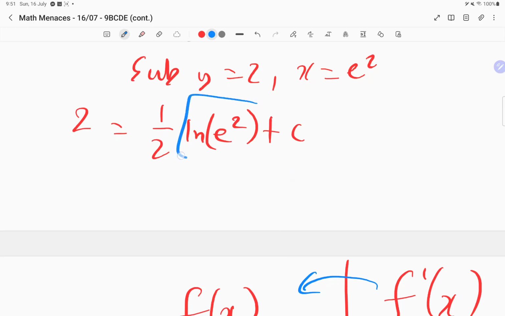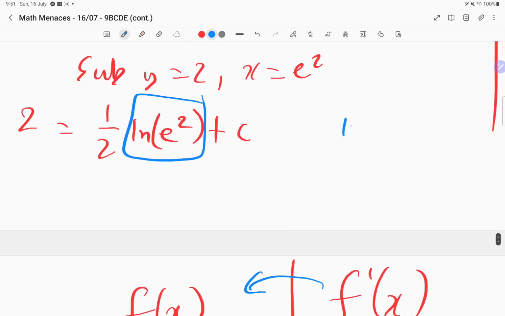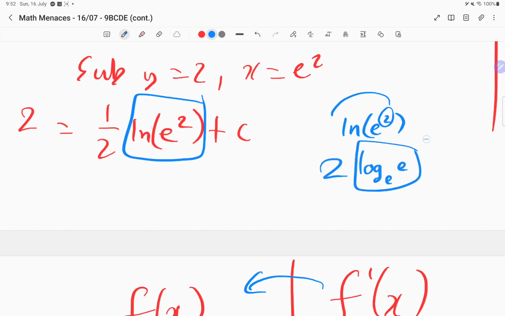How do we do log of e squared? Oh, log e, it's 2. Yes, it is 2, because it's log e, and then you move the 2 to the front. Yep, that's right. So power to the front, 2 log base e. ln is log base e of e, right? And this thing is just equal to 1. So it'll be 2 times 1, which is 2.